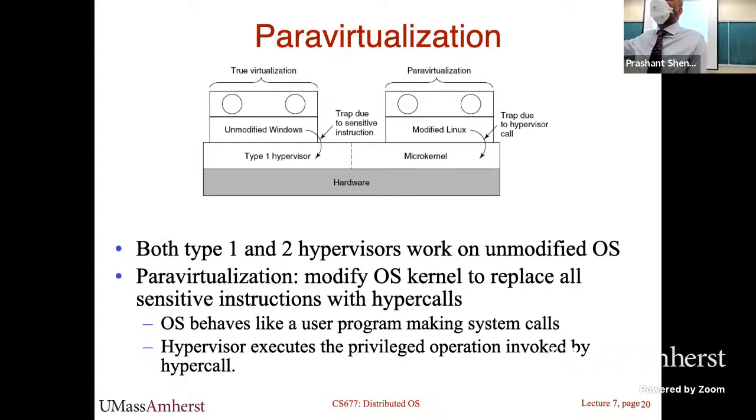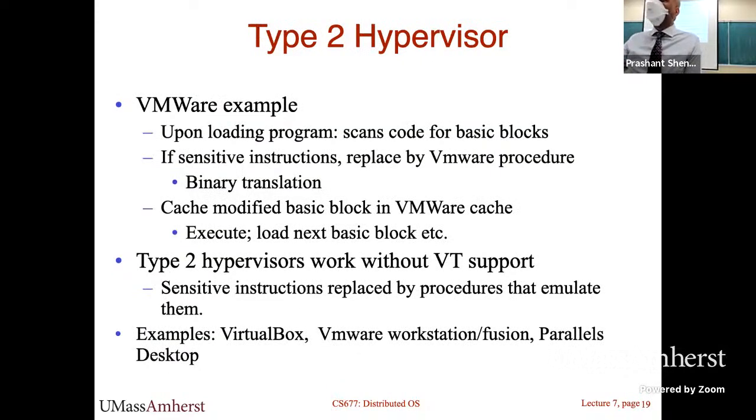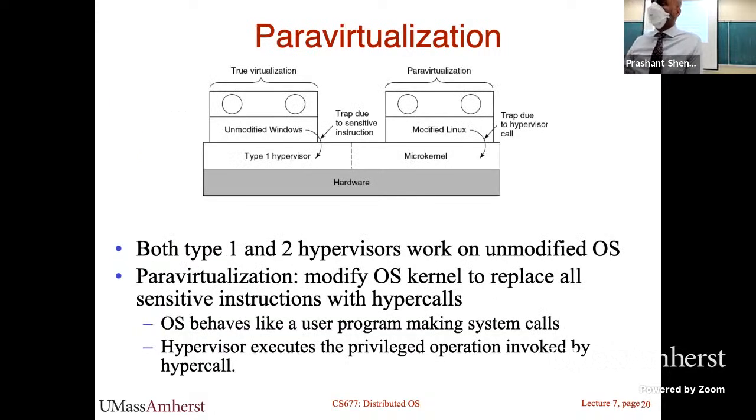This was exactly the same function call in a type 2 hypervisor that you inserted into the binary on the fly. Okay? Here you are inserting it into source code. So you do it once, you recompile, and then there is no need to scan the code at runtime or anything like that. Is this clear? What we are saying?